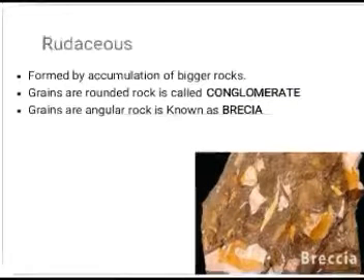Rudaceous rocks are formed by the accumulation of bigger rocks. If the grains are roundish, the rock is called conglomerate. If the grains are angular, the rock is called breccia.